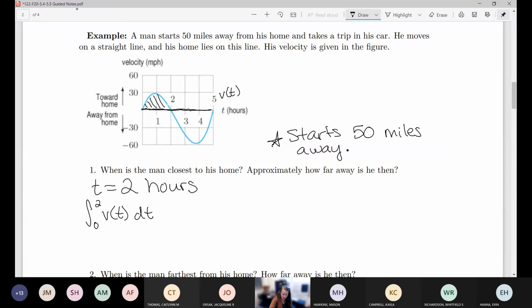This area here looks to be approximately 1 box worth of stuff, because that first one is almost half a box and the second one is almost half a box. So there's approximately 1 box worth of stuff underneath that function between 0 and 2. But remember, when we're doing this counting box method, you can't just count the boxes. That integral is not equal to 1, because we need to take into consideration how large each box is.